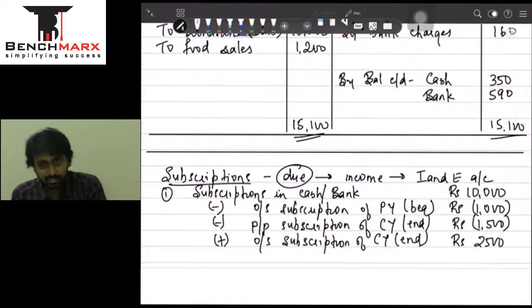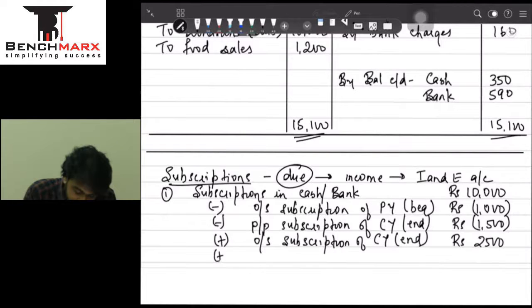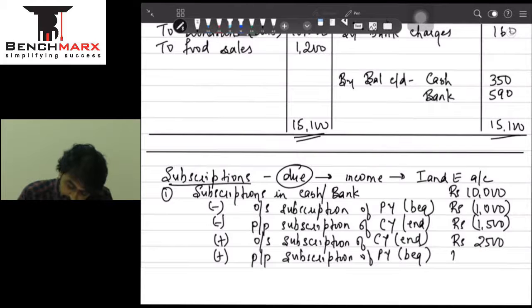It is this year's subscription paid in advance in the previous year. So obviously it is not a part of 10,000. And since it pertains to this year, it should be a part of income. So my job is to also add the prepaid subscription of the previous year in the beginning. Sorry, this will be in the beginning. And let's say this was rupees, say 4,000. This also has to be added.